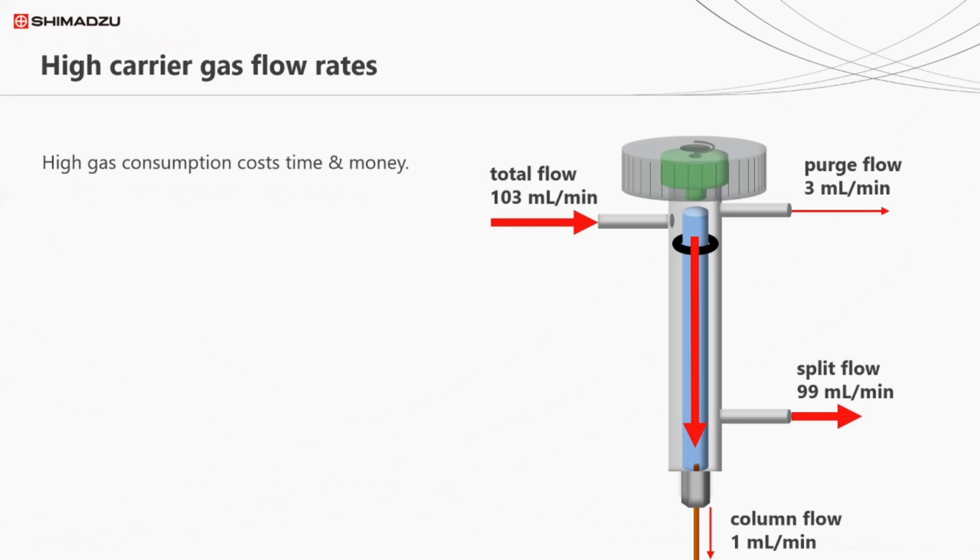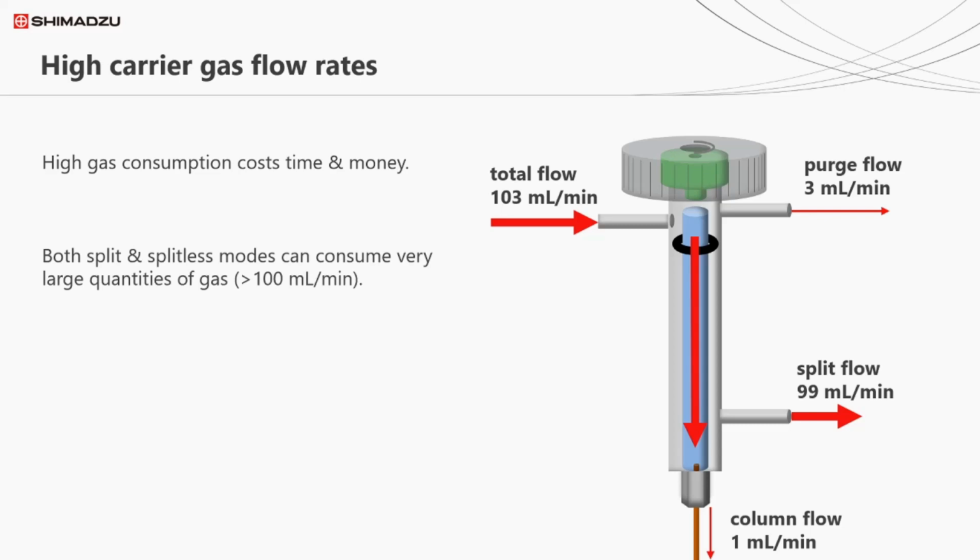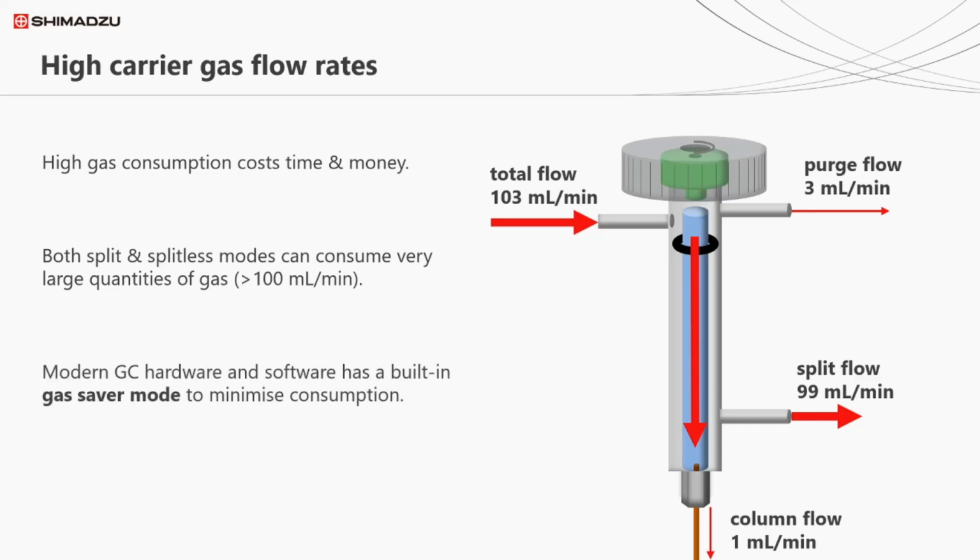In this scenario, we're operating the inlet in split mode. The split line is open and consuming 99 mL per minute of gas. If the carrier gas was something cheap, like hydrogen or nitrogen, then that's not a huge issue. But it still means we're consuming gas cylinders at a faster rate. This is expensive and wasteful. So, wherever possible, we want to conserve gas. Fortunately, modern hardware and software usually comes with a feature called gas saver mode, which does just that.